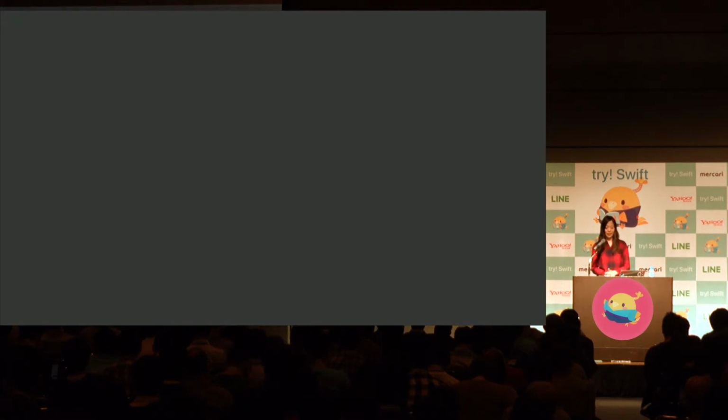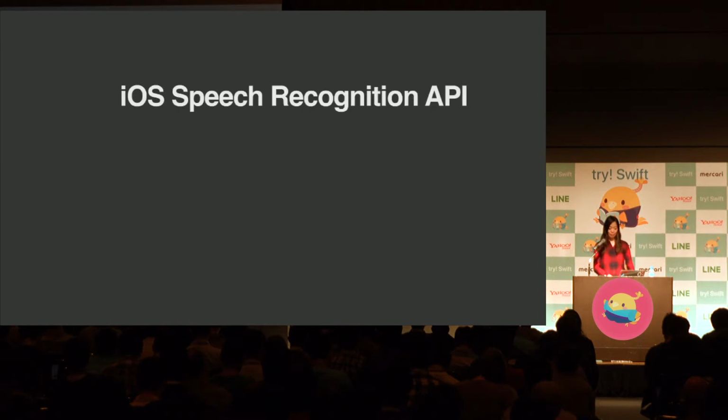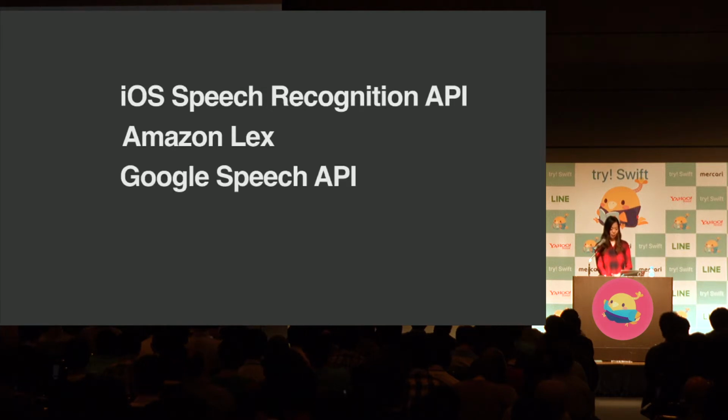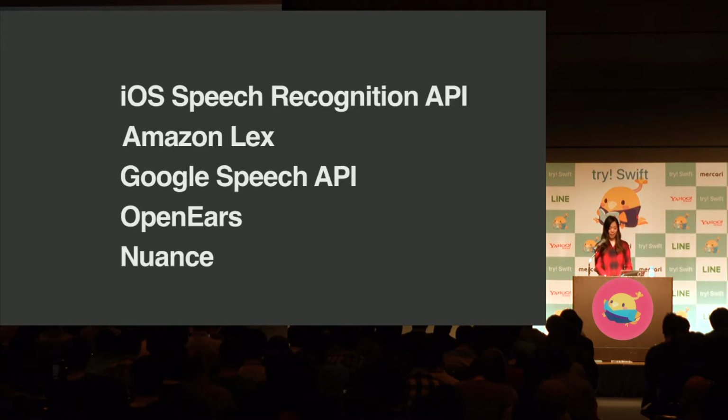How would we go about integrating these into our own apps? Well, there are many, many different options for doing voice recognition solutions today. There's probably dozens out there. First of all, there's Apple's built-in speech recognition API, which powers Siri. There are also iOS SDKs released by other companies. One of these is Amazon's Lex SDK. Other examples are Google Cloud's Speech API, Bing Speech API, Open Ears, and Nuance.